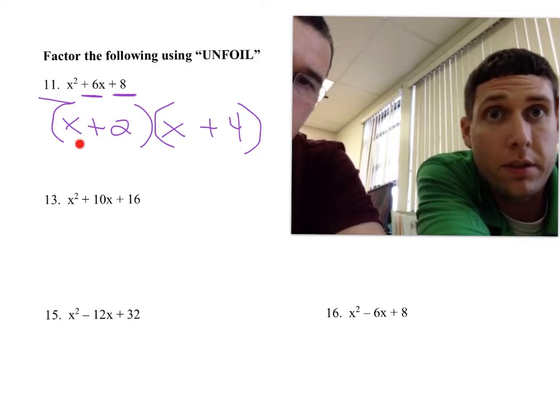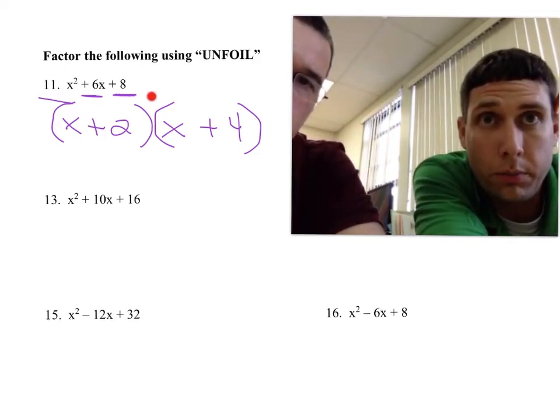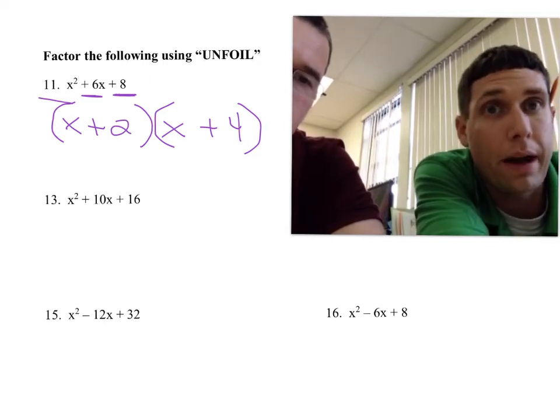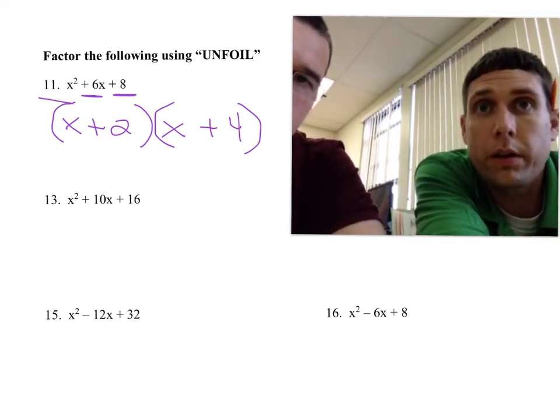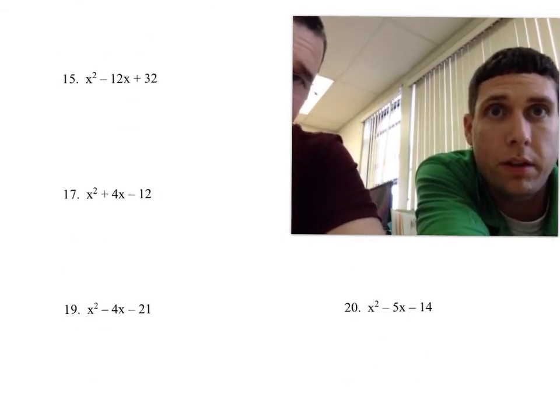You could box method this x plus 2 and x plus 4, and when you're done, you should end up with x squared plus 6x plus 8. That's what we're doing. We're working backwards. Alright, so let's try another one here. Let's not do a positive one. Let's try number 15? 15 looks good.